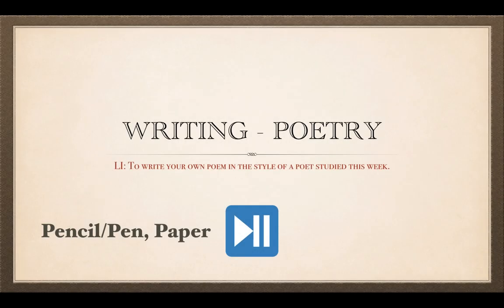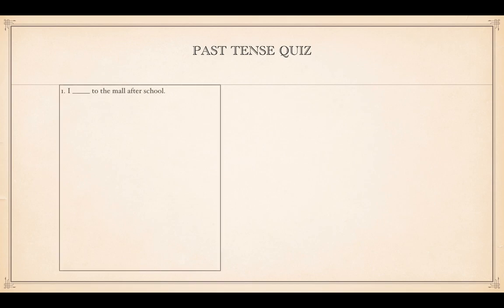Once again, make sure that you have a pencil or pen and a paper, and use the pause button whenever you need to. So let's start our past tense quiz. You need to select the word that fits in the sentence. I something to the mall after school. So select the word below that fits in the missing space.